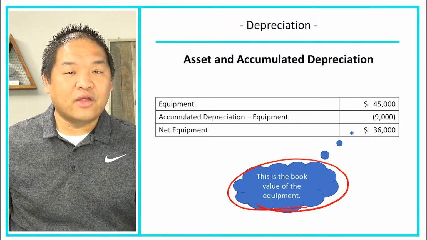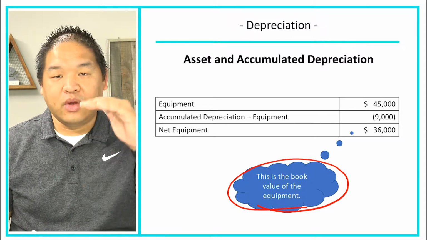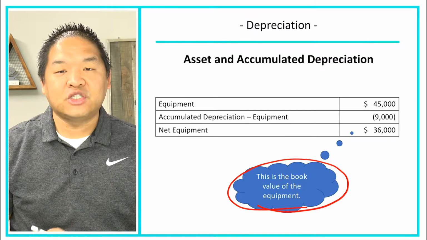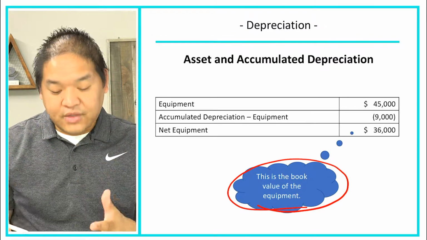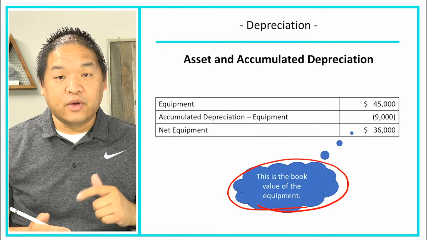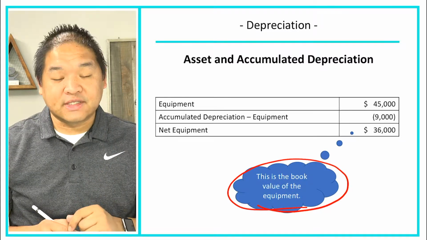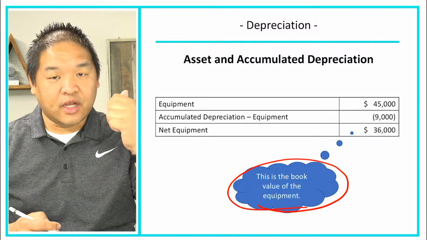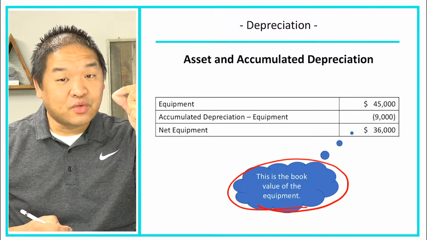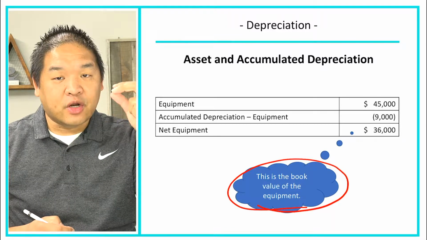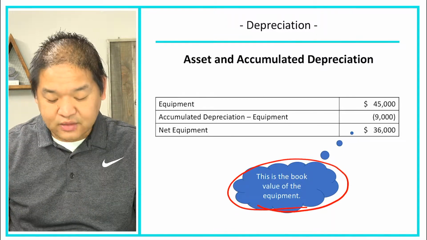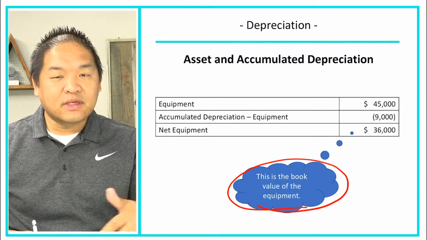So that's kind of how the balance sheet would look. You would have the equipment right above the accumulated depreciation, which will net out what that asset is actually worth in our books. In this case, it's worth $36,000 in our books, not $45,000. But we're going to show investors that the equipment cost us $45,000. We've already depreciated $9,000. So in our books, that asset is worth $36,000.